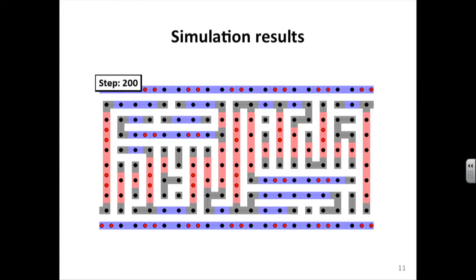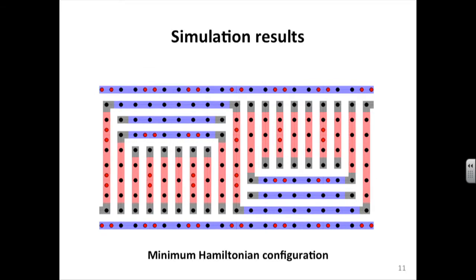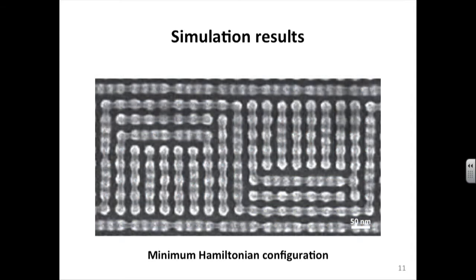Now this is a video demonstrating the simulation results after different numbers of iteration steps. After a few thousand iteration steps, we can already start to see a somewhat ordered pattern formation. And after a few tens of thousands of iteration steps, the morphology reaches equilibrium. This is the minimum Hamiltonian configuration, which agrees with SCFT simulation results. We have the same figure in grayscale, which agrees very well with experimental data.